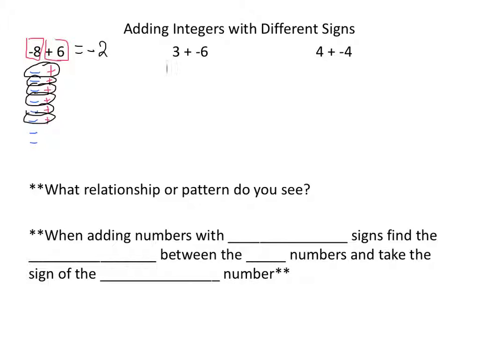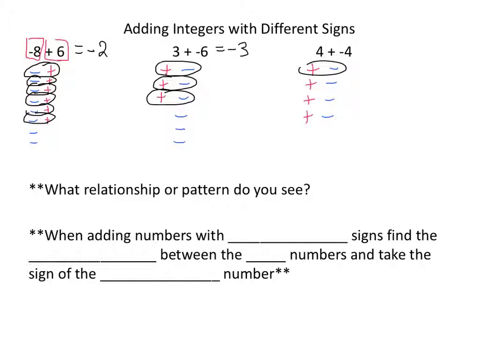In our first one, we have 3 positives, and I'm going to add 6 negatives. I'm going to go ahead and circle my 0 pairs, and we once again have negatives left over, and it's 3 negatives. Alright, and the next one we have 1, 2, 3, 4, and then 4 negatives. I'm going to circle my 0 pairs. In this case, there's nothing left over, so our answer is 0.